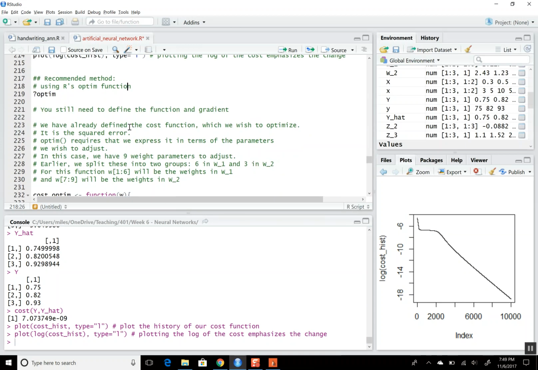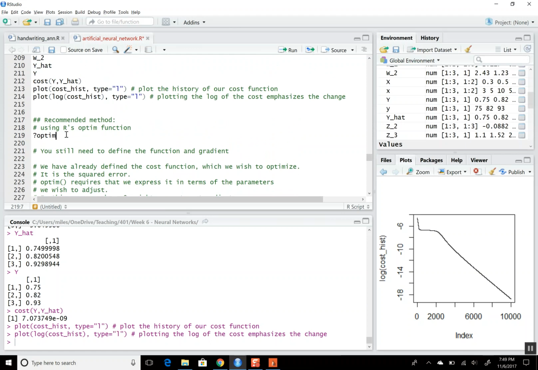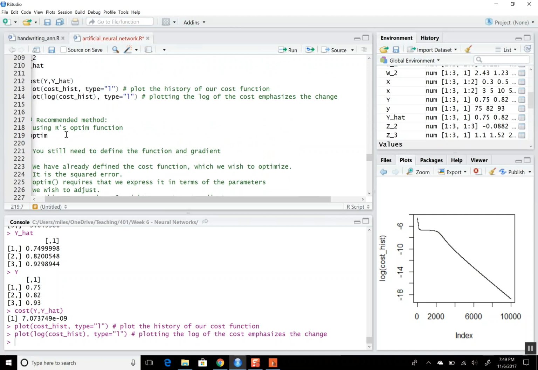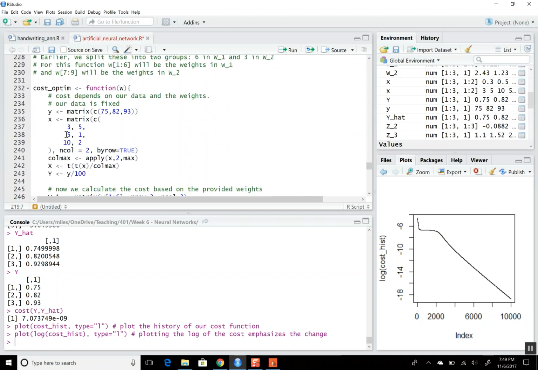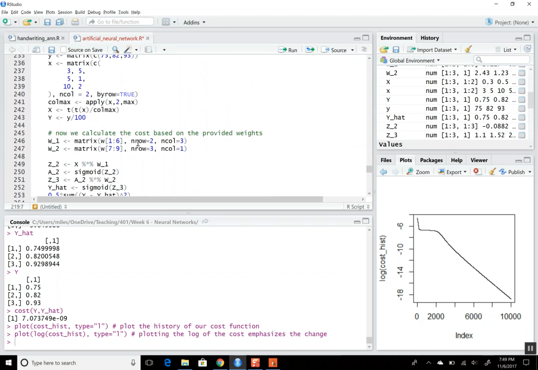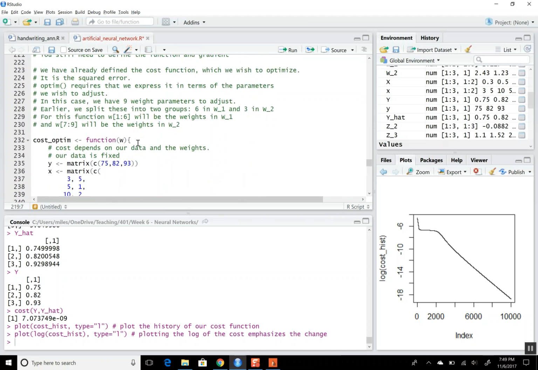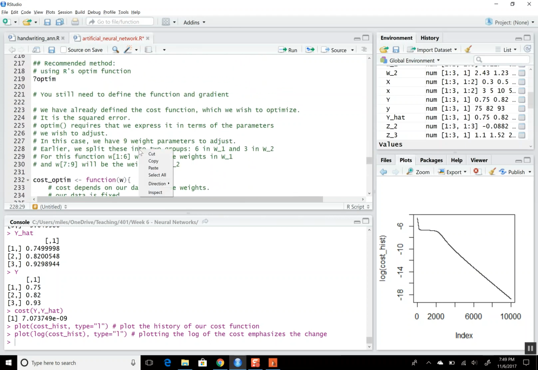Okay, R also has an optimization function. Here I was applying the gradient descent manually. You could write the thing in terms of an optimization function. It's a little bit trickier because the optimization function only allows one vector of values to be optimized. We have 9 values that need to be optimized, but they're in one vector. So inside the function, you have to say, I've got 9 values, 3 of them go into weight matrix 2, and the other 6 go into weight matrix 1.